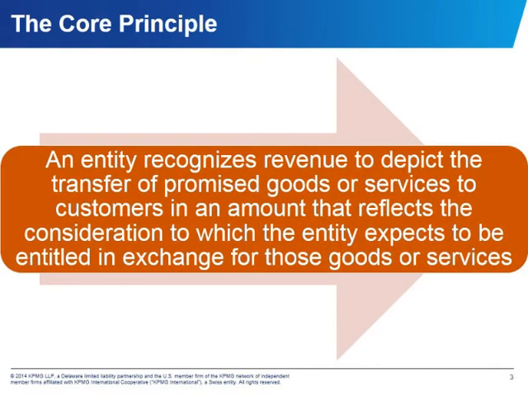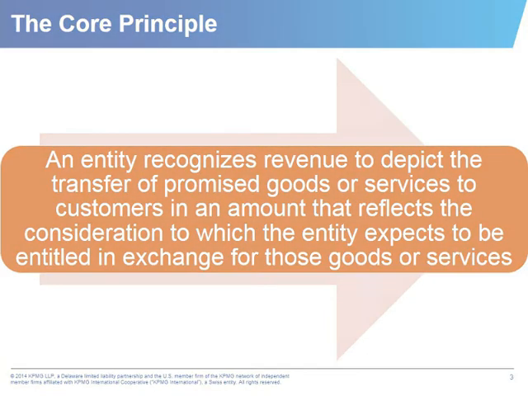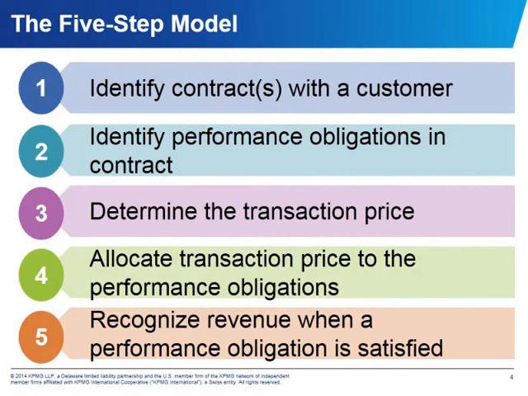Sure, thanks Brian. The new standard has one core principle, which is that an entity recognizes revenue to depict the transfer of promised goods or services to customers in an amount that reflects the consideration to which the entity expects to be entitled in exchange for those goods or services. The new standard includes 5 steps, which are to identify the contract with the customer, identify the performance obligations in the contract, determine the transaction price, allocate the transaction price to the performance obligations in the contract, and then recognize revenue when or as the entity satisfies a performance obligation. The issues specific to the automotive manufacturers really focus on step 2, identifying the performance obligations in the contract.